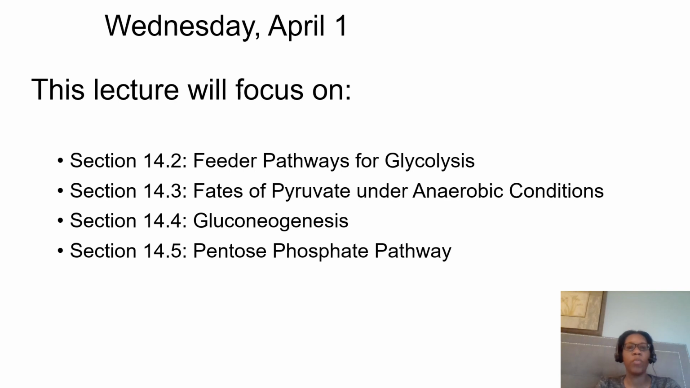Section 14.3 is the fates of pyruvate. So pyruvate is the last product in the glycolysis pathway. And under anaerobic conditions, we have certain fates of pyruvate that we're going to discuss. Then we'll discuss gluconeogenesis, which is how we actually make glucose when we're in need of glucose from other molecules. And last, we'll talk about the pentose phosphate pathway.